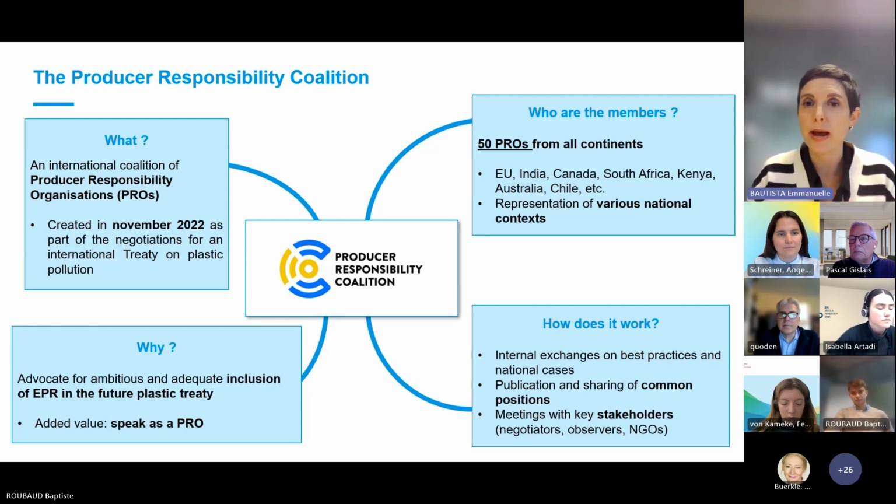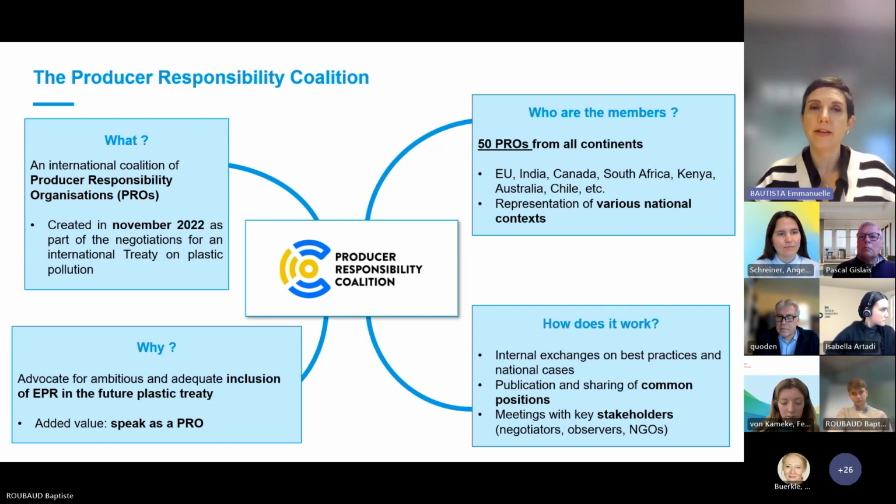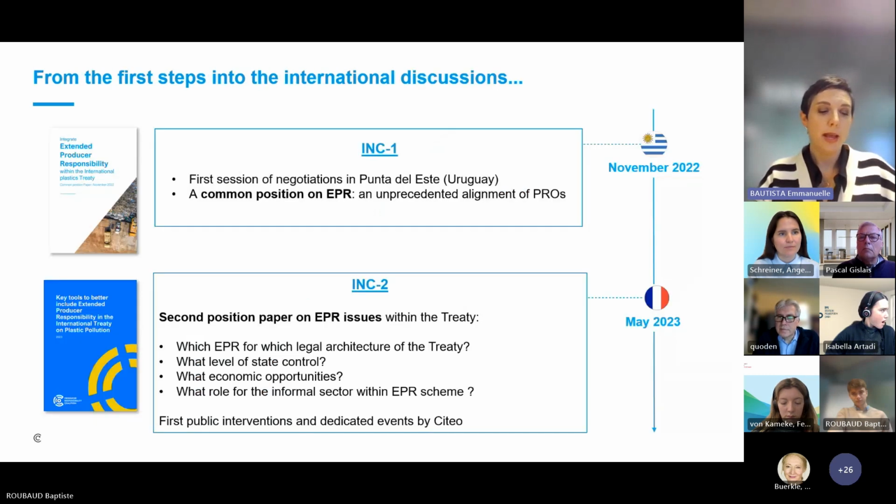So we prepare the different rounds of negotiation with pre-briefing. We share information. We have also elaborated and published different position papers. I will come to it in a minute. And we also meet with the different key stakeholders, so official negotiation teams, observers, NGOs during these different rounds of negotiation, to explain and to promote EPR in an effective and relevant way.